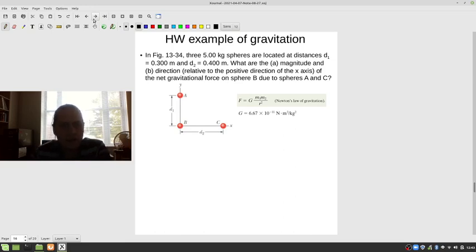Now, I want you to also look at a homework problem that I gave you on this. Notice it's essentially the same problem we just looked at, except instead of having them all on a line, one is above and one is to the side. So in this case, your FA is pointing up because B is attracted to A, and FC is over to the side. So this is in the plus Y direction, this is in the plus X direction. So our F is going to be FA and FC.